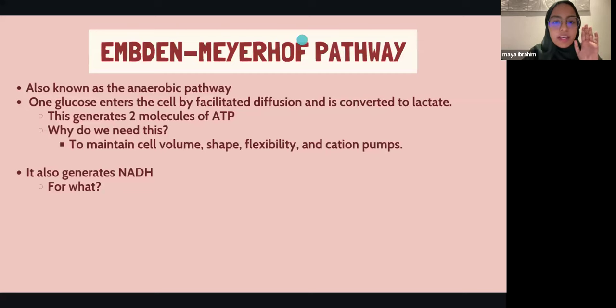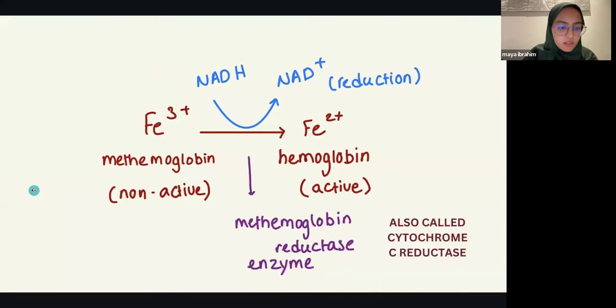So, can anyone tell me what NADH is used for? You guys need me to repeat anything because I know I'm a bit fast. Fe3 plus to Fe2 plus. Yes, I can repeat. Hold on, let me go back.